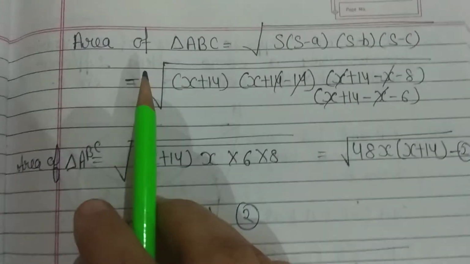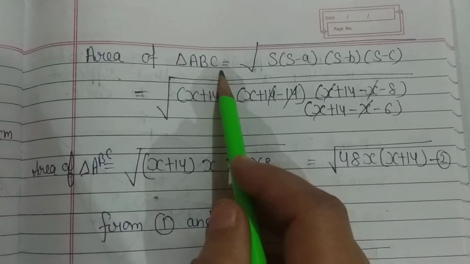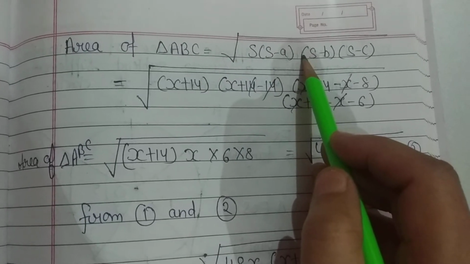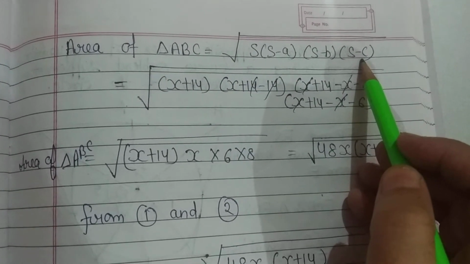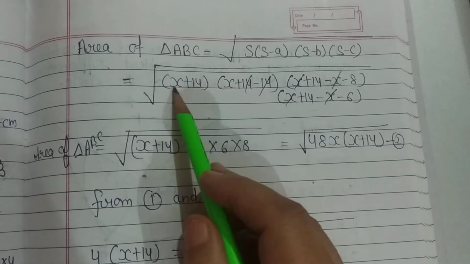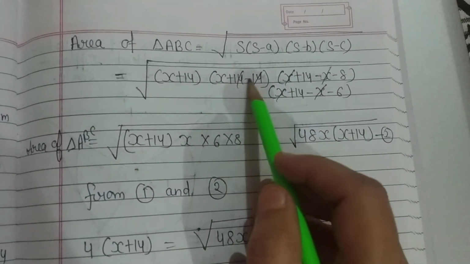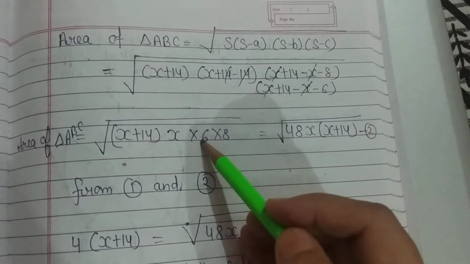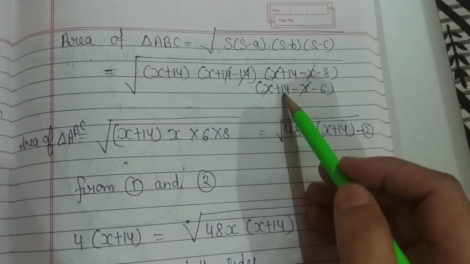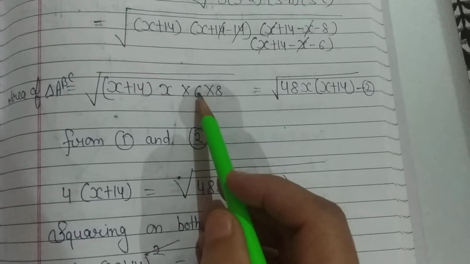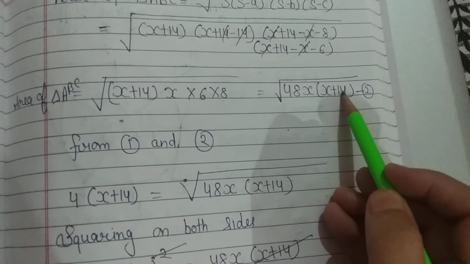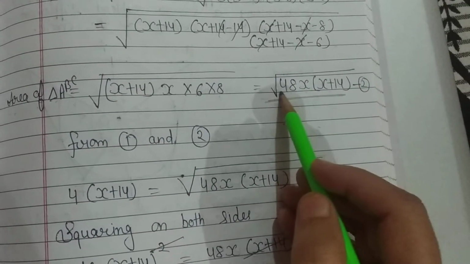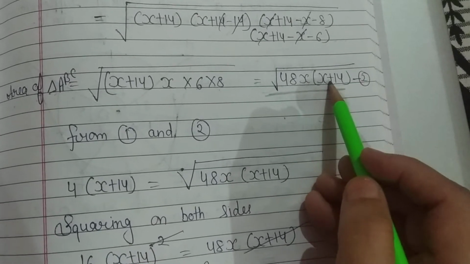Now what was the formula? The area of the triangle using Heron's is under the root S, in bracket S minus A, in second bracket S minus B, in third bracket S minus C. Now put all the values. S is x plus 14. S minus A will come x, 14 and 14 cancel out. S minus B will be 14 minus 8, that will be 6. And S minus C will be 14 minus 6, 8. That will be 6 times 8 is 48. x into x plus 14 under the root. See, this is the area of triangle ABC: under the root 48x in bracket x plus 14.